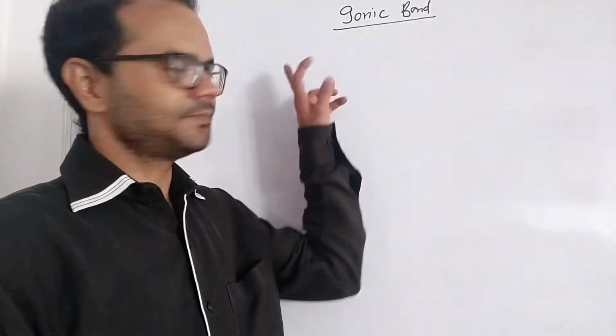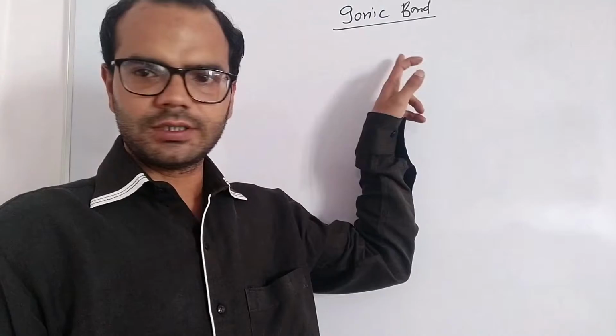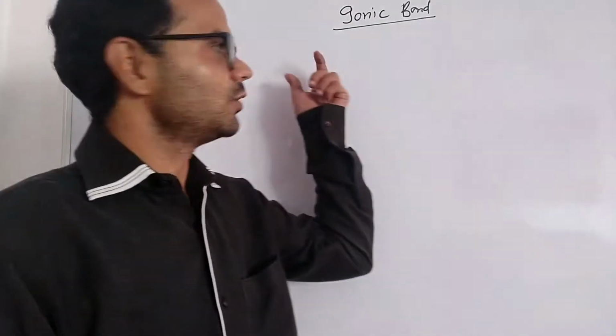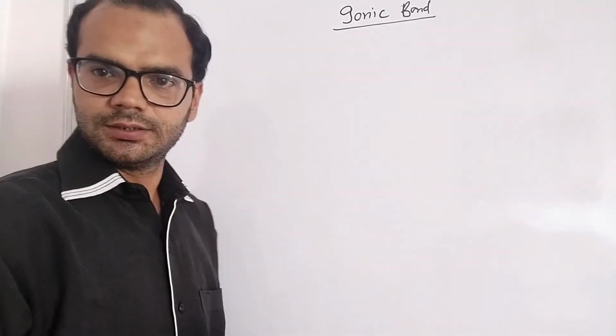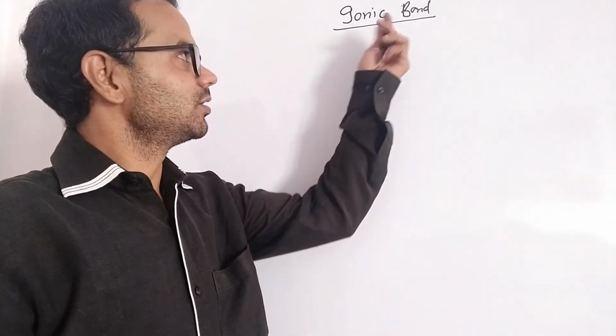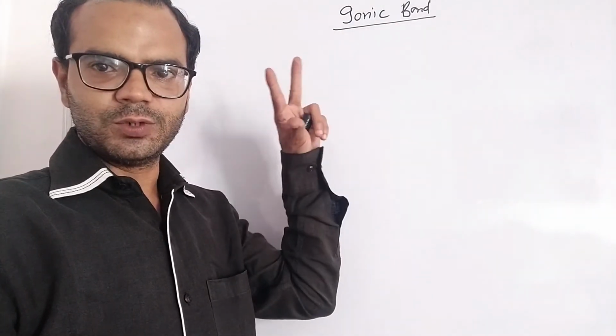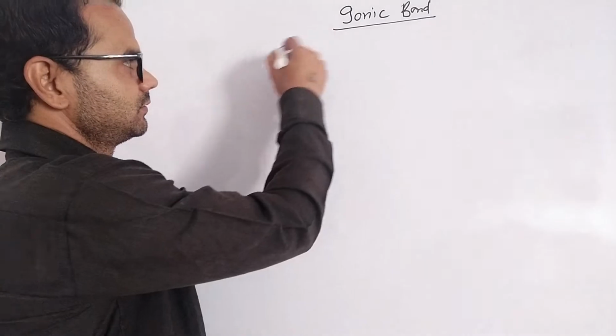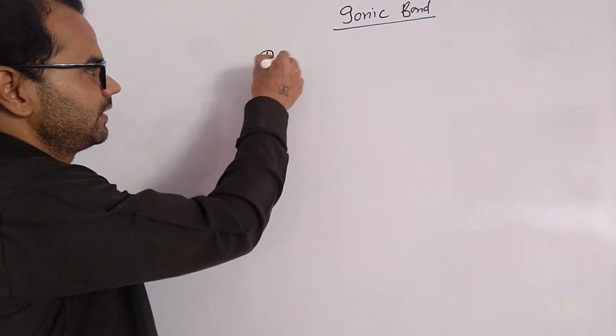Today we will discuss ionic bond for class 11 under the chapter chemical bonding. So what is ionic bond? As the name indicates, the bond which holds together two ions. Ions must be of opposite charge. So first is definition.